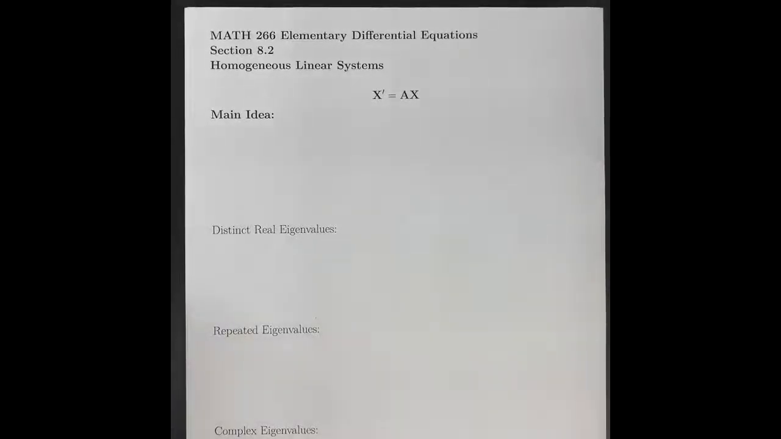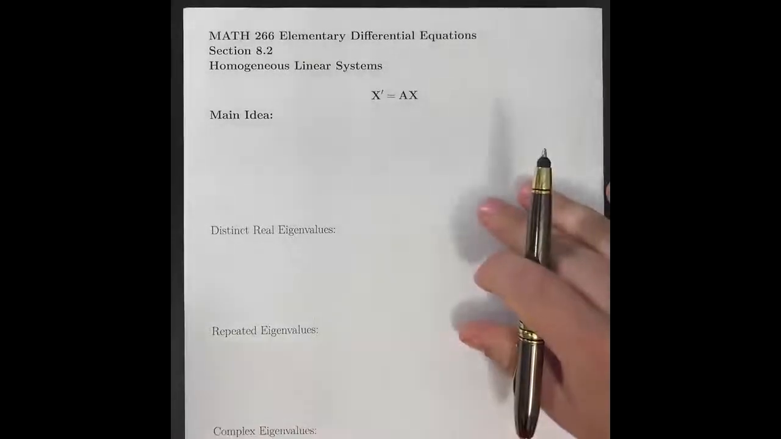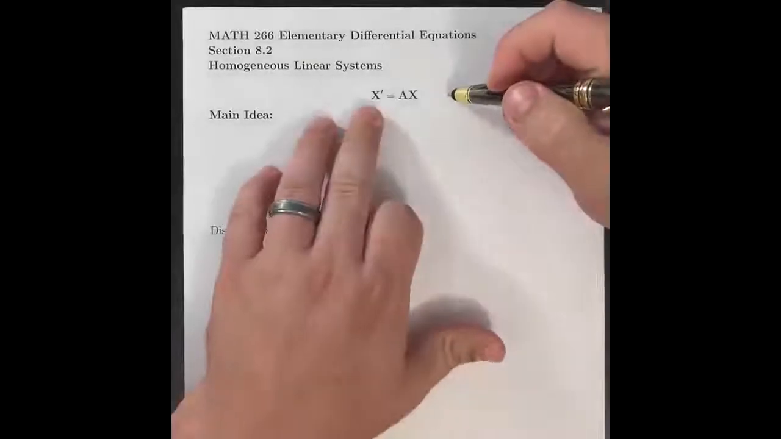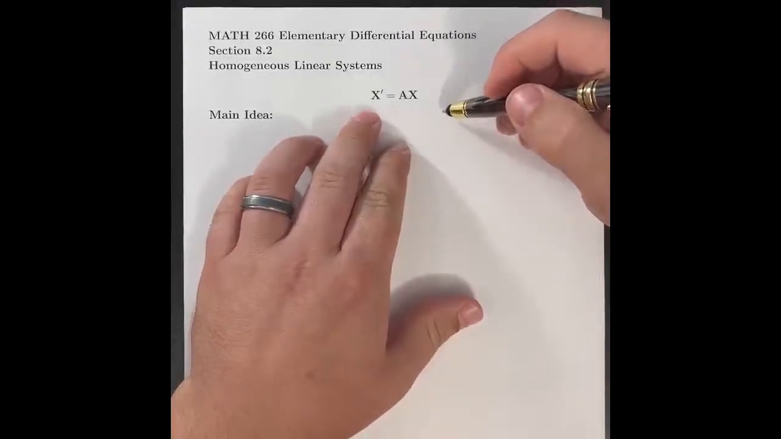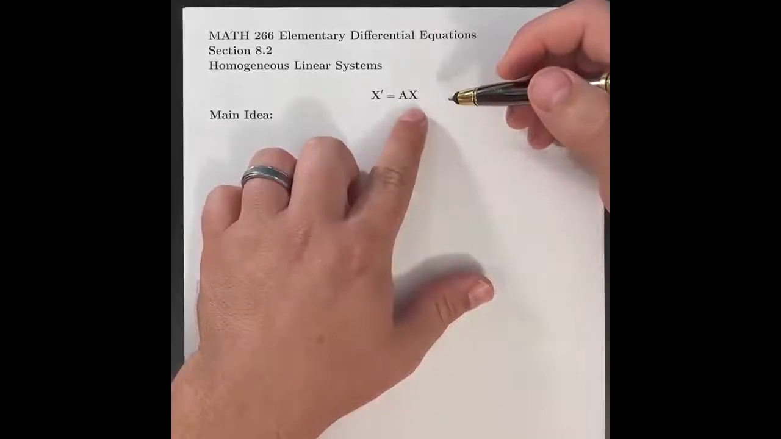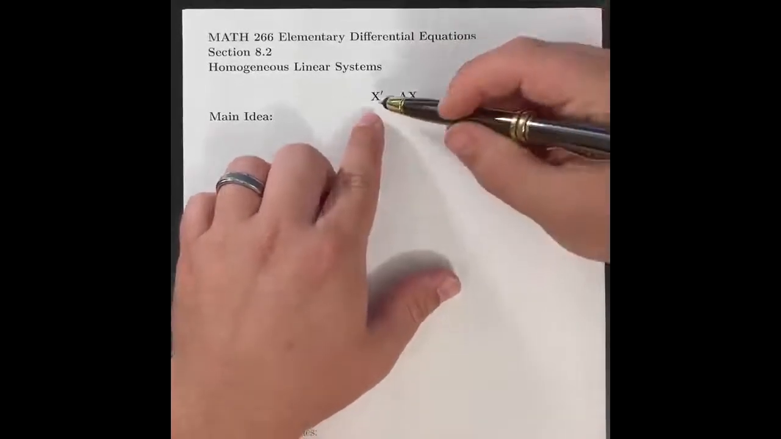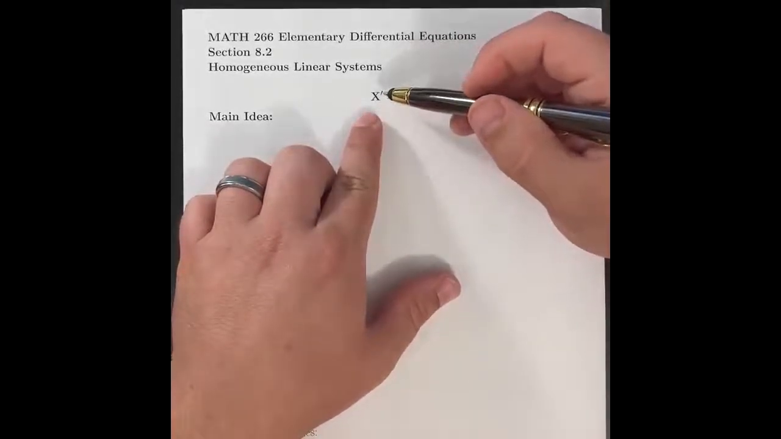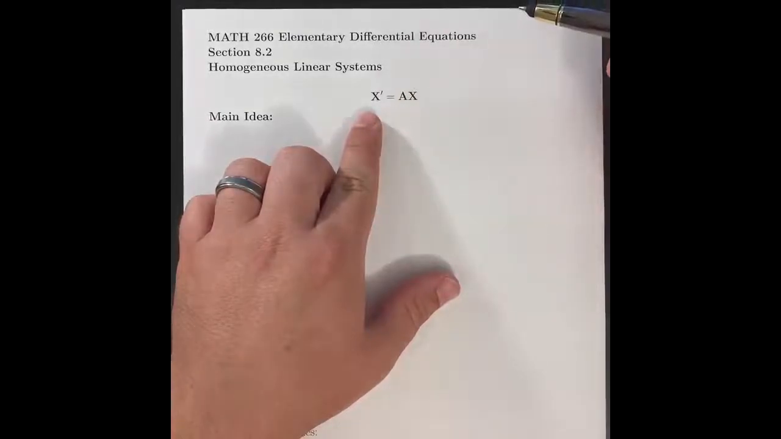Okay, so today we're going to be talking about homogeneous linear systems of differential equations. These are differential equations in the form given here, where x is a vector, A is a square matrix, and x' is the derivative of the vector x with respect to some variable.